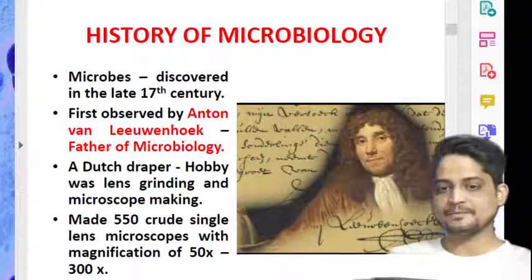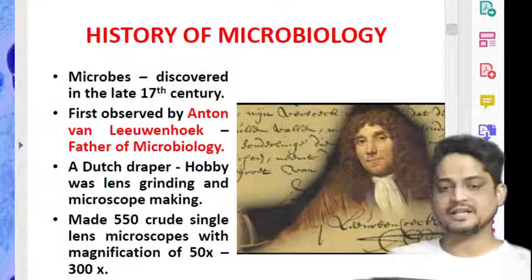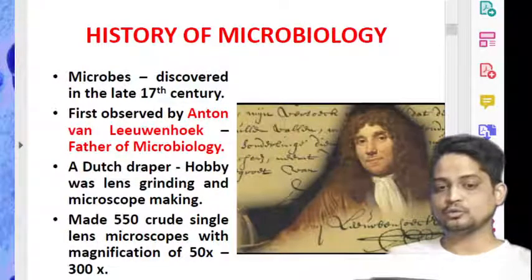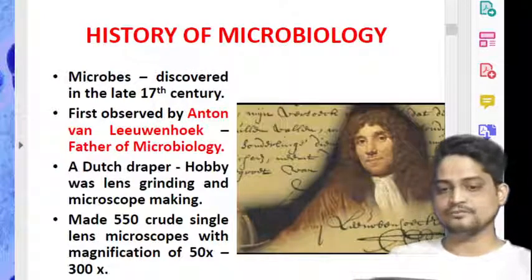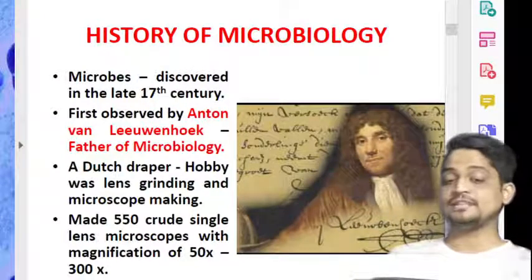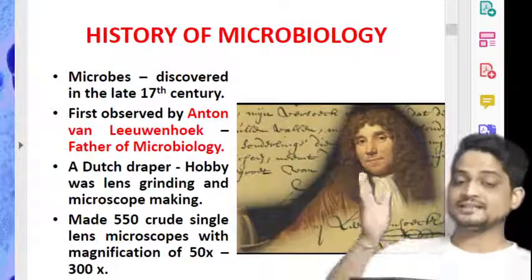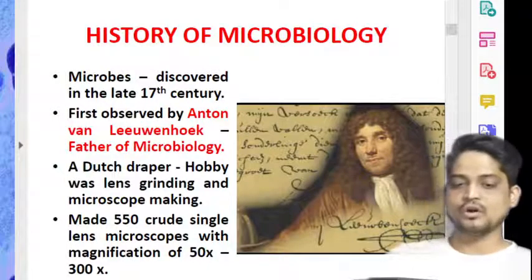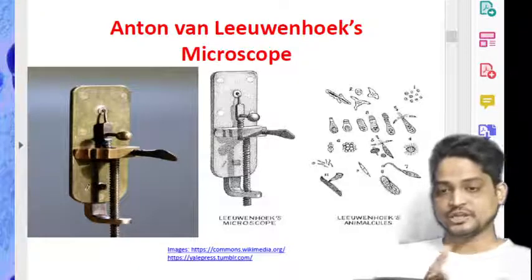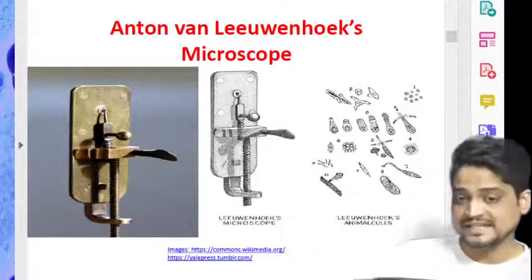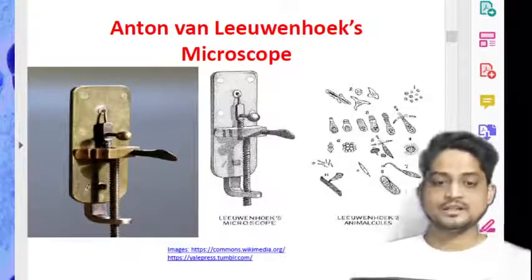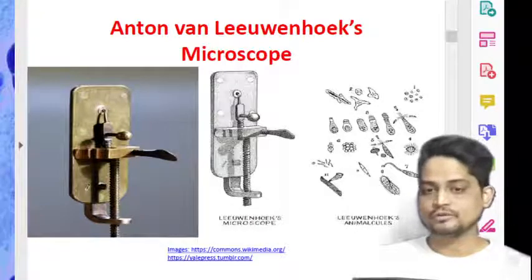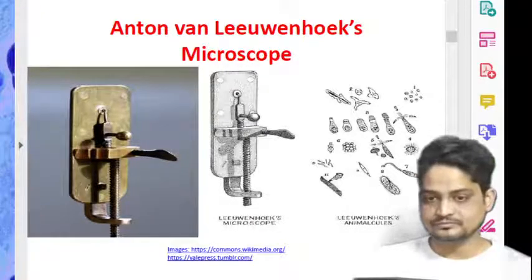A Dutch draper whose hobby was lens grinding and microscope making made 550 crude single-lens microscopes with a magnification of 50x to 300x at that particular time, in the 17th century. He also observed some shapes of microbes. You can see here the first microscope, the Antony van Leeuwenhoek microscope.